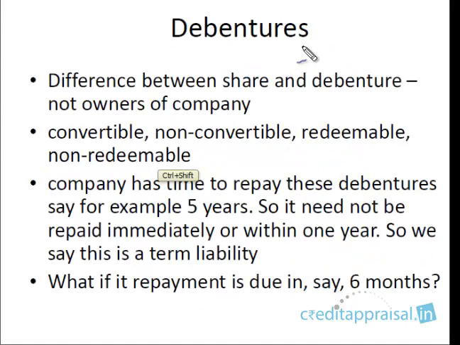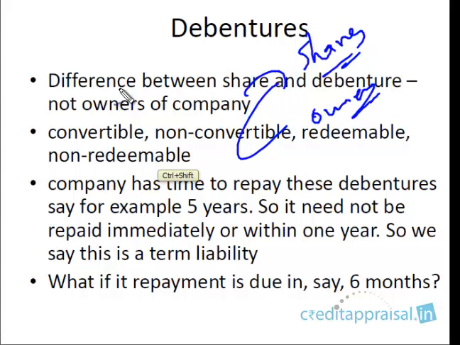In the previous segment, we discussed something called shares. Please go through that discussion once again. We discussed that shareholders are owners of the companies. The shareholders will be contributing some capital. If the company goes for a public issue, they'll be contributing some capital, and thereby they'll become shareholders. They will become owners of the companies.